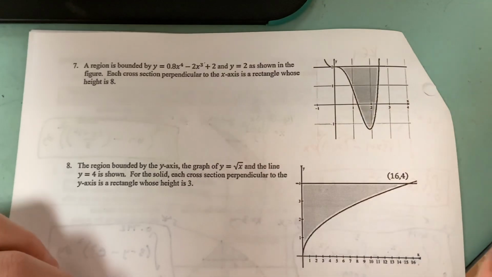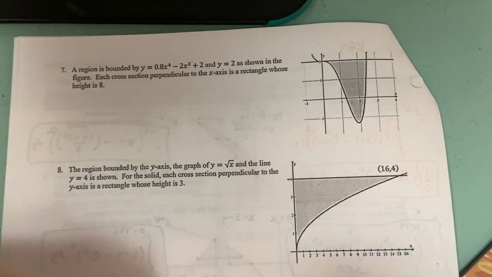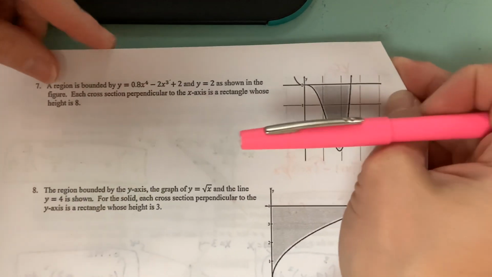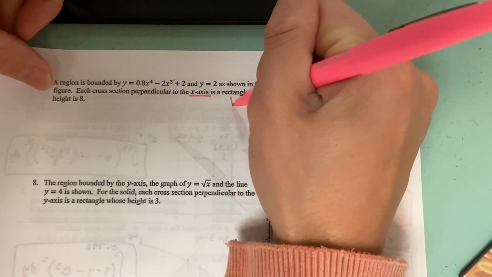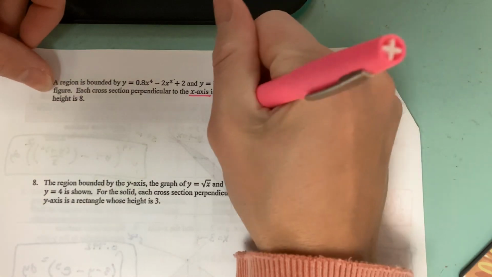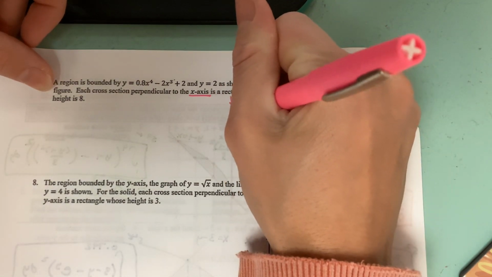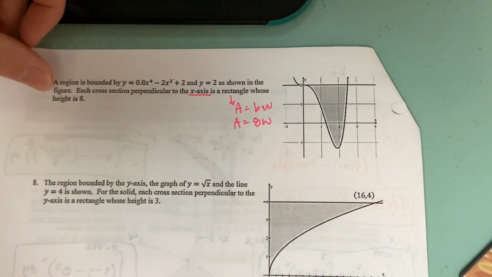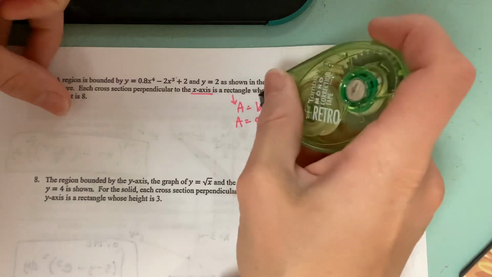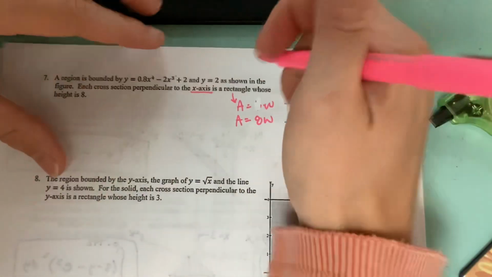Okay, next page. All right, a region is bounded by that and that, as shown in the figure. Each cross section is perpendicular to the x-axis and is a rectangle whose height is 8. So the area of a rectangle is height times width, and if the height is 8, it's just going to be 8w. That's an H. That looks like a B. It's meant to be an H.